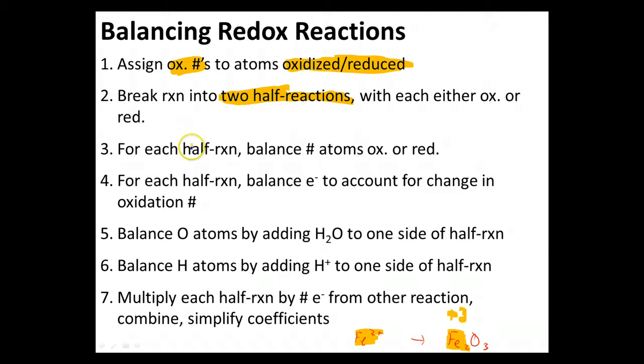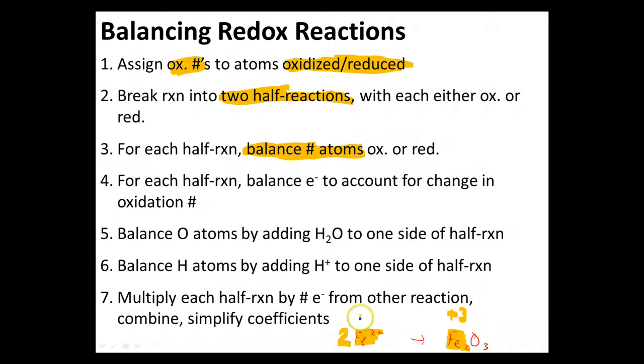Now in our next step, we're going to go through each of our half reactions. Now we need to balance the number of atoms being oxidized. We still don't care about balancing charge. We only are doing this step so far. I have 2 irons on this side. I have 1 iron on this side. I need to go ahead and balance that by getting the coefficient 2 in there.